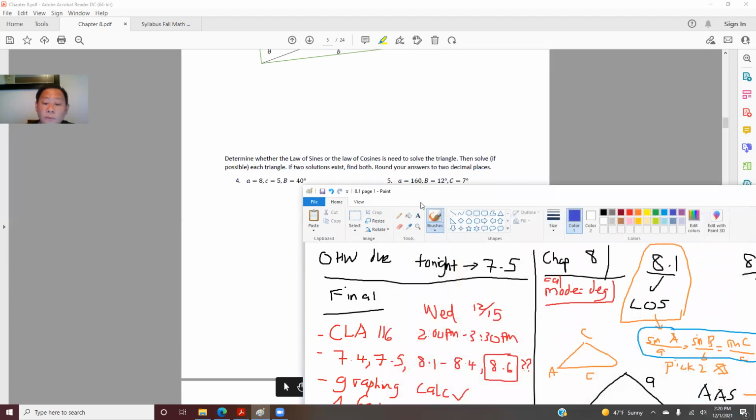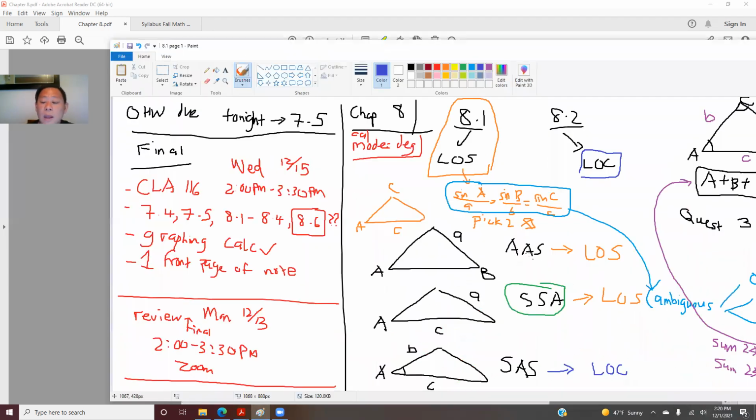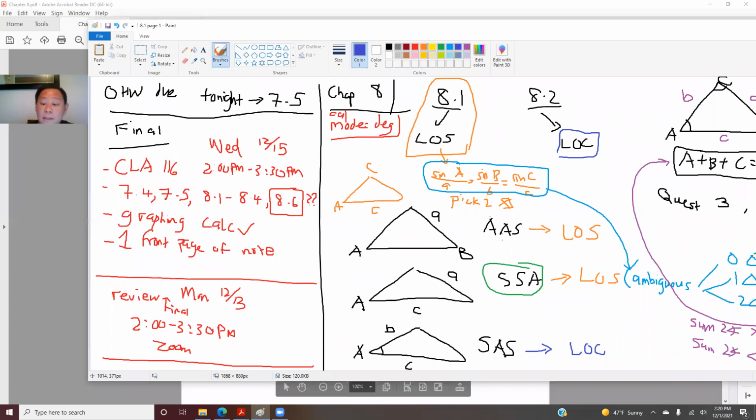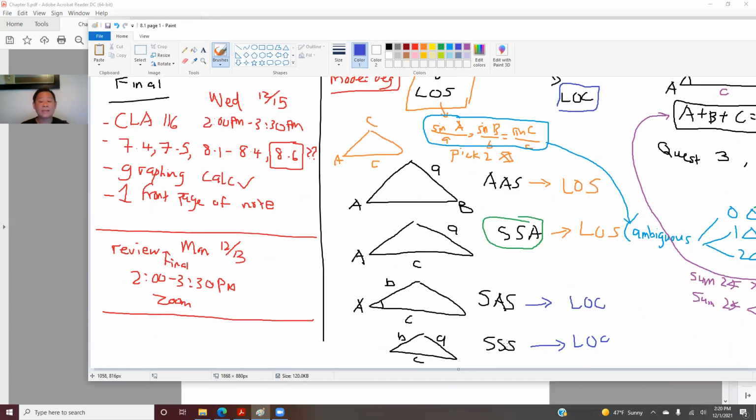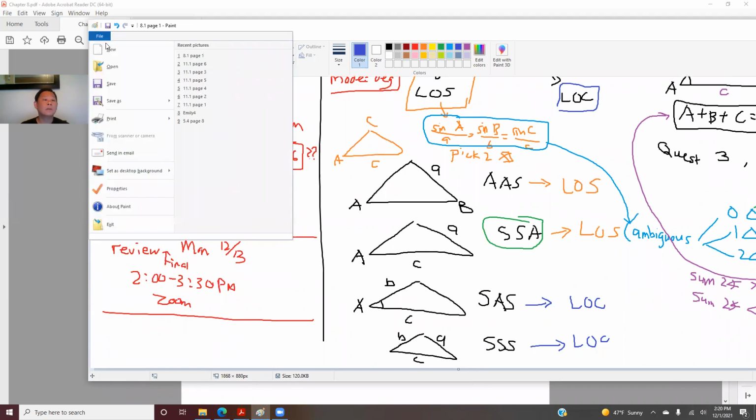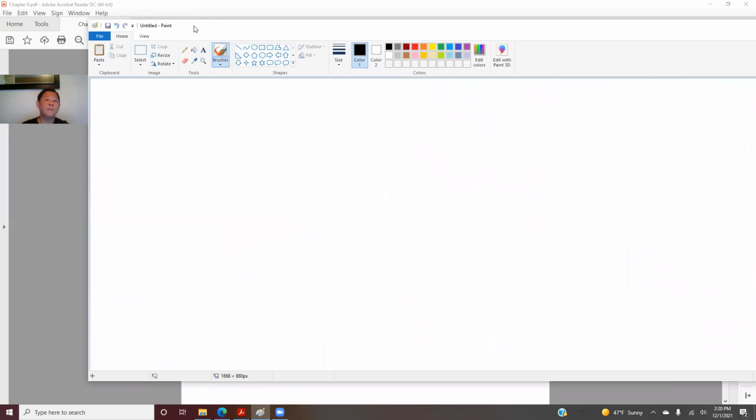Okay, so don't forget, very important, AAS and SSA is to use law of sine. SAS and SSS is using law of cosine for those two. Okay, so let me give you an example here.